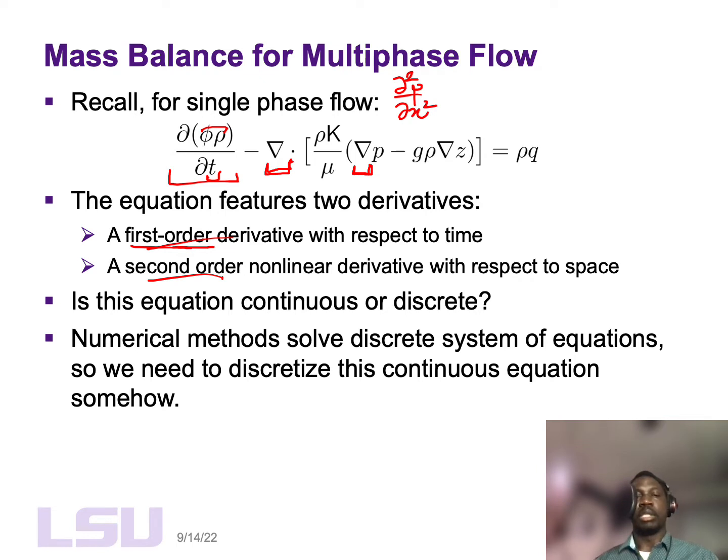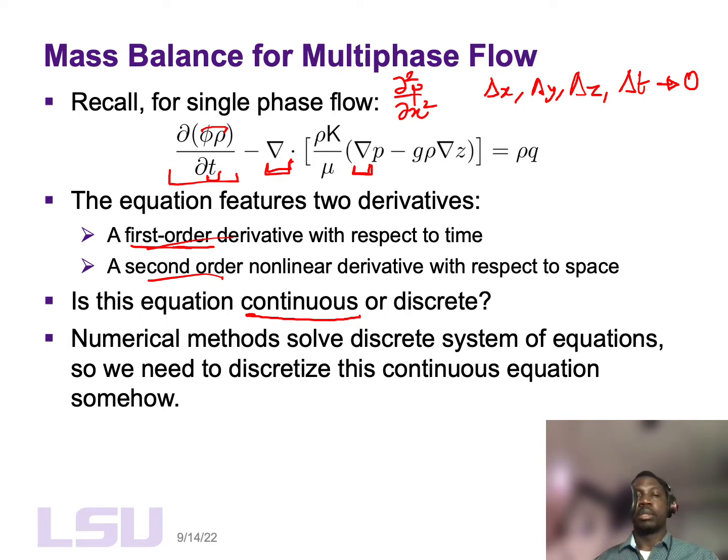And I should point out that the equation is continuous because we have partial derivatives, right? Whereas in the discrete form of the equation, you're going to be having delta x, delta y, delta z, delta t, all generally in the limits where it tends to 0. So small delta, small changes.